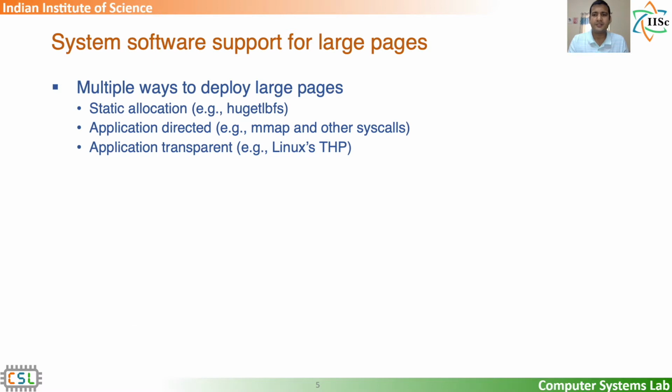A software ecosystem can use large pages in various ways. For example, Linux provides three methods. Option 1 is a static approach where you relink your application against a library to allocate large pages from a reserved pool of memory. Option 2 is to directly request large pages via mmap family of system calls. And option 3 is an application transparent mechanism where large pages are handled by the kernel itself. A popular example of this is Transparent Huge Pages or the THP support of Linux.